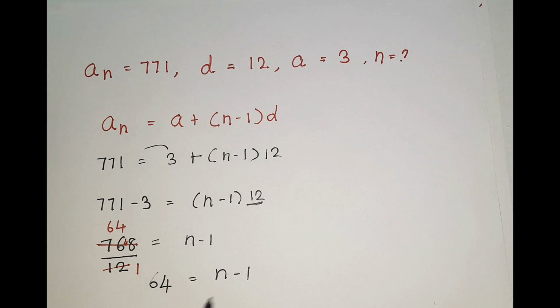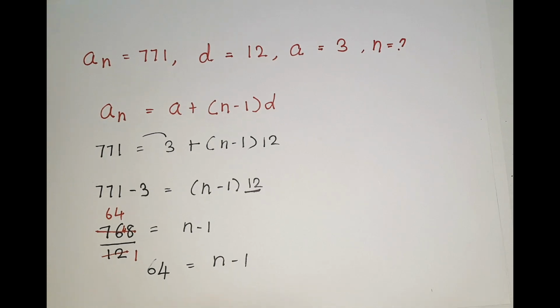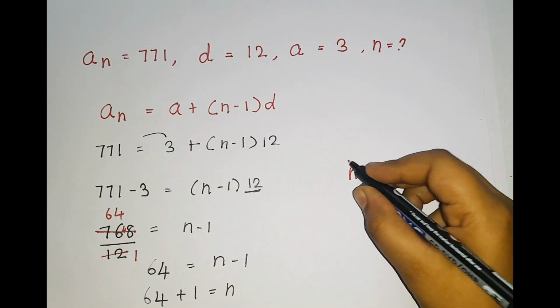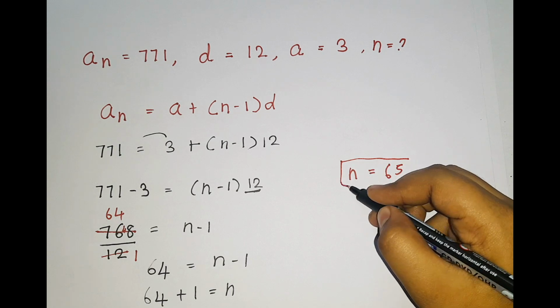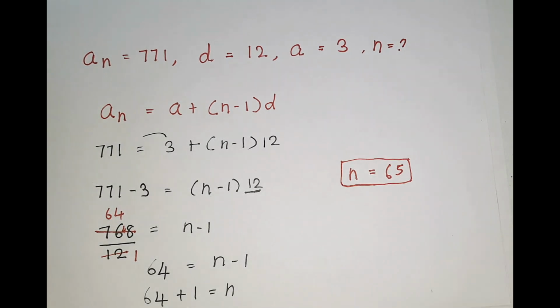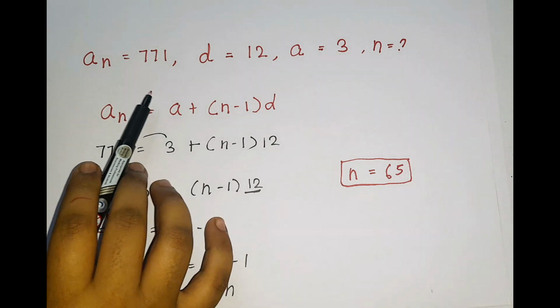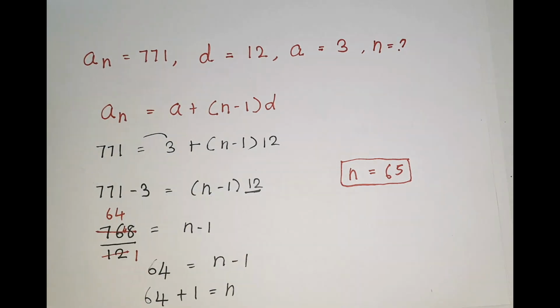When this minus 1 goes to the other side, it changes into plus 1, so 64 plus 1 is 65. So n is equal to 65. This is going to be our term. That means this 771 lies in the 65th term.